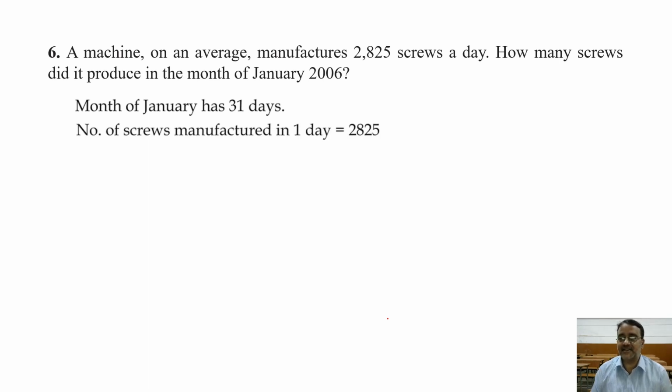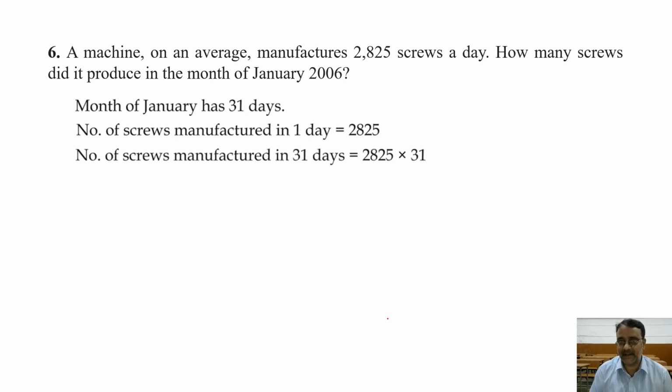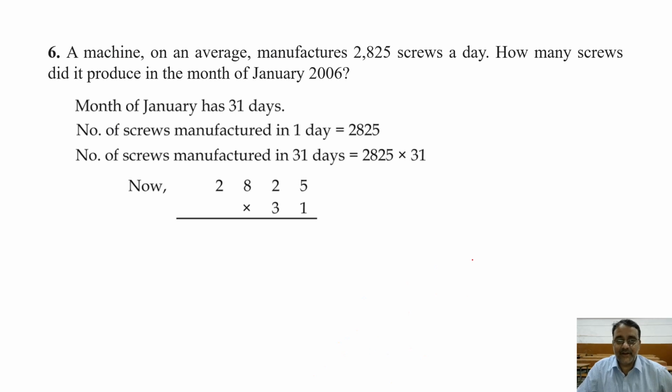So for 31 days, what do we have to do? We have to multiply. Let's multiply first. So 2,825, first we have to multiply with 1. So 2825 as it is will come, right?